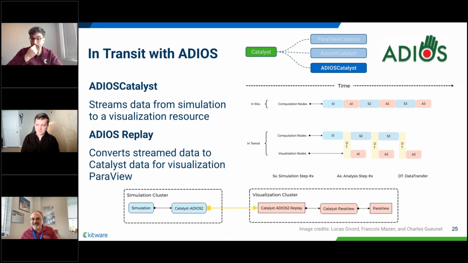Okay, so this is a question that I'm still trying to wrap my brain around. It says, synchronization. Can a fast simulation back up? How can PV acknowledge it's ready for the next step?